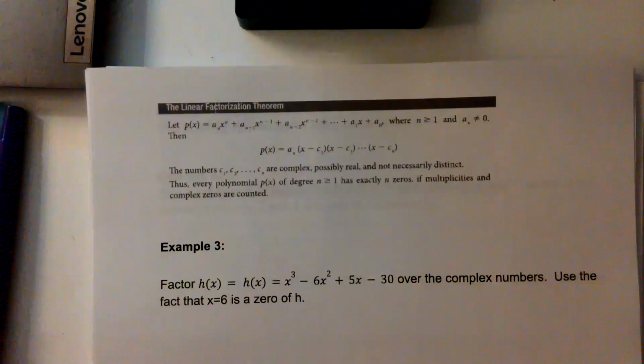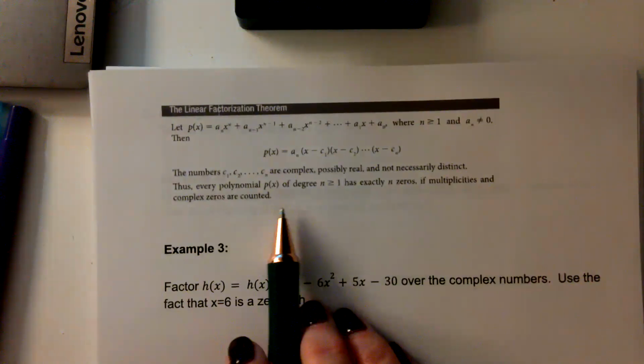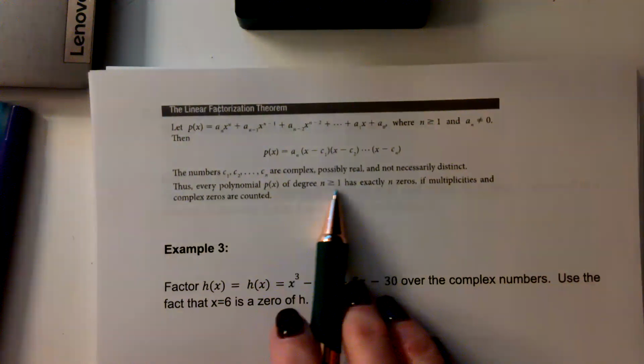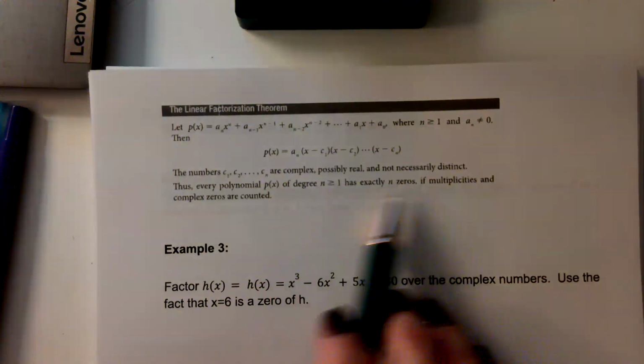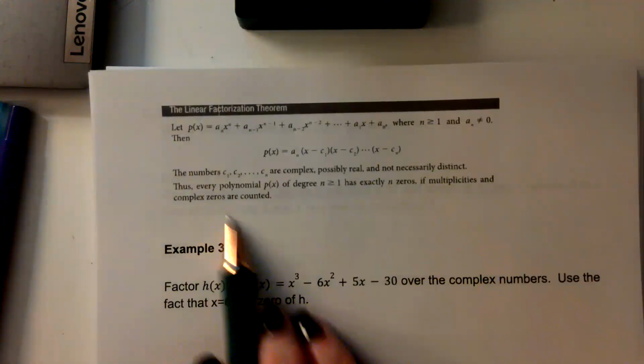And that's basically what this linear factorization theorem tells us, that we can factor it and it has exactly n zeros if we count the multiplicities and the complex zeros.